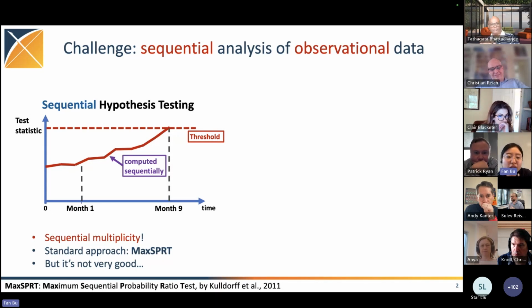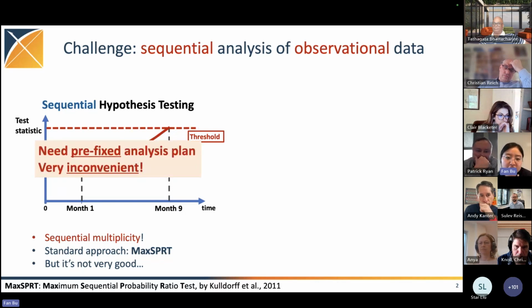Now, there is a widely used standard approach called MaxSPRT that can theoretically address this issue and is also adopted by, for example, FDA and the CDC. But the problem here is that in order to pre-specify this decision threshold to maintain, say, an alpha level of 5%, it has to rely on a pre-specified analysis schedule. And we have to stay committed to this pre-specified analysis plan. There's no way to adapt it if things change in reality. So it's very inconvenient to use as a framework.